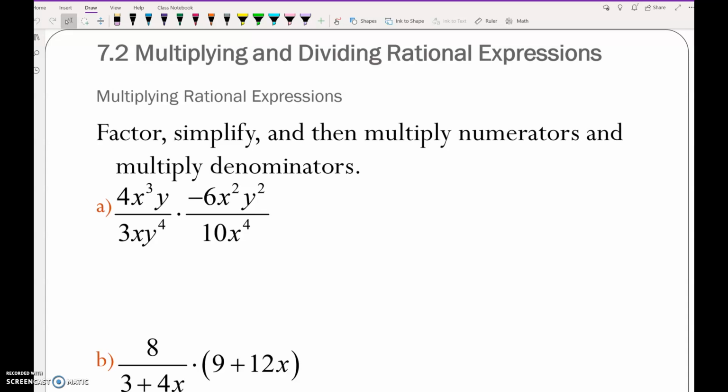Today we're going to multiply and divide rational expressions. There's two main types of problems that you're going to see. The first type is monomials, where you have a monomial in each numerator and a monomial in each denominator. That means just one term, like no addition and subtraction connecting terms together.